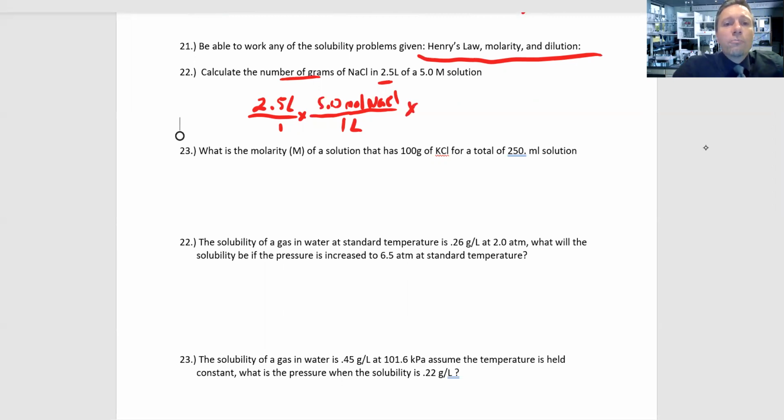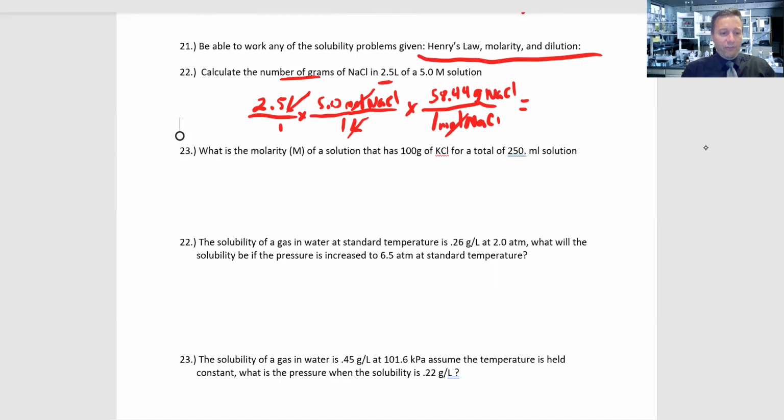And I want to go from moles to grams. So I know that 1 mole of NaCl is, and I've got to get my calculator out here. Na is 22.99 plus Cl is 35.45. So that's 58.44 grams of NaCl. So our liters cancel here, our moles cancel here, and now I'm in grams. So I can plug this in and calculate the grams.